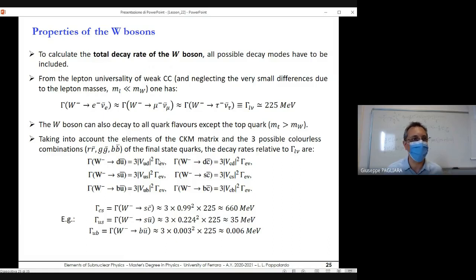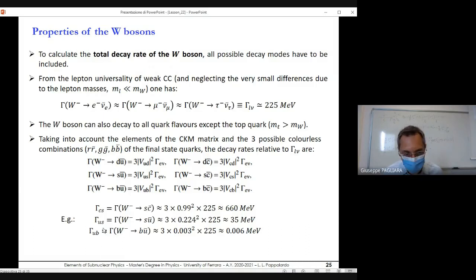So the decay width into the electron, which is 225 MeV. Let me take some examples. The W decaying into a strange anti-charm quark is 3 times the square of this CKM matrix element, and then the width of the electron. So it is 3 times 0.99, which is this matrix element, and then the width of the electron, 225, and you get whatever, 660 MeV.